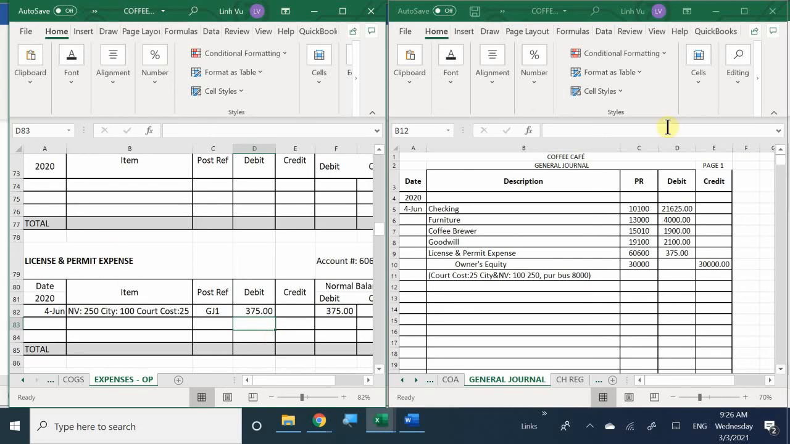Okay. Lastly, I have owner's equity. Where can I find owner's equity?